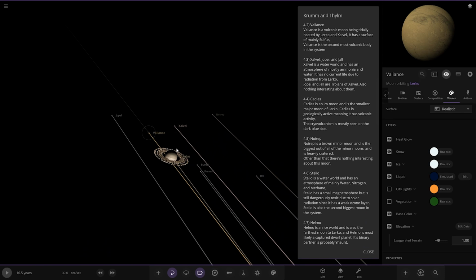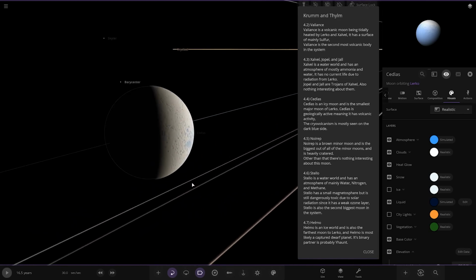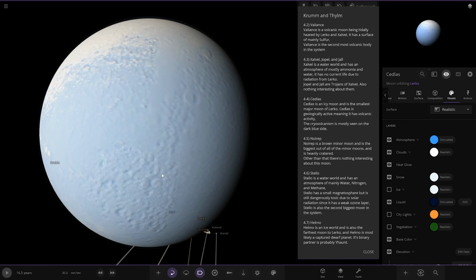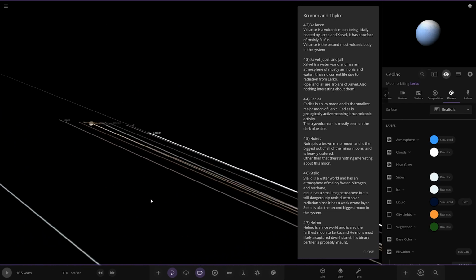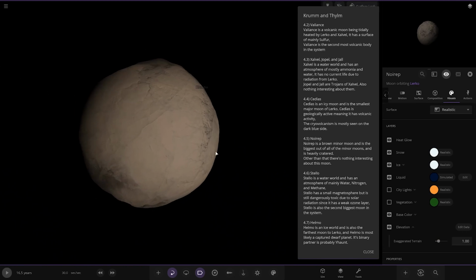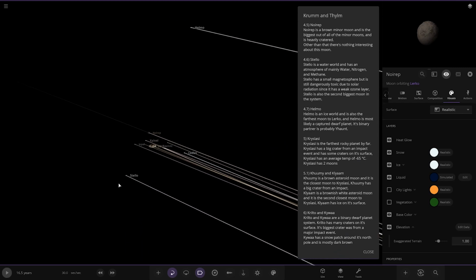Sedlas, which is somewhere. Where is it? There it is. It's an icy moon and the smallest major moon. It's geologically active, meaning it has volcanic activity. The cryovolcanism is mostly seen on the dark blue side. Nice. Then we've got Norpi over here. It's a brown minor moon and is the biggest out of all the minor moons, and it's heavily cratered. Other than that, there's nothing interesting. Next up, we've got Stello, which is here.